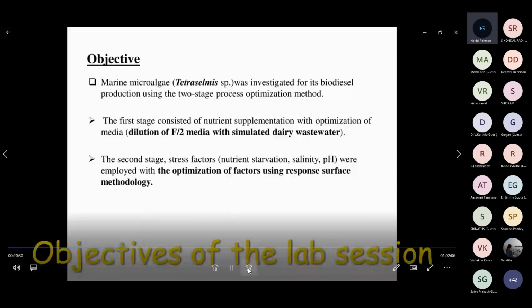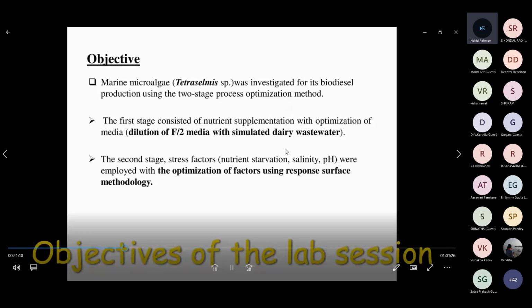So coming to the laboratory, it is a marine algae. It is a microalgae. It is small in size, very small in comparison to Anabaena, Microcystis, Spirogyra. So it has been exploited for extracting the biodiesel using the two-stage process of optimization method. Someone asked me in the morning how to select the parameters for the optimizations. So in the same way here we did the two-stage optimization.